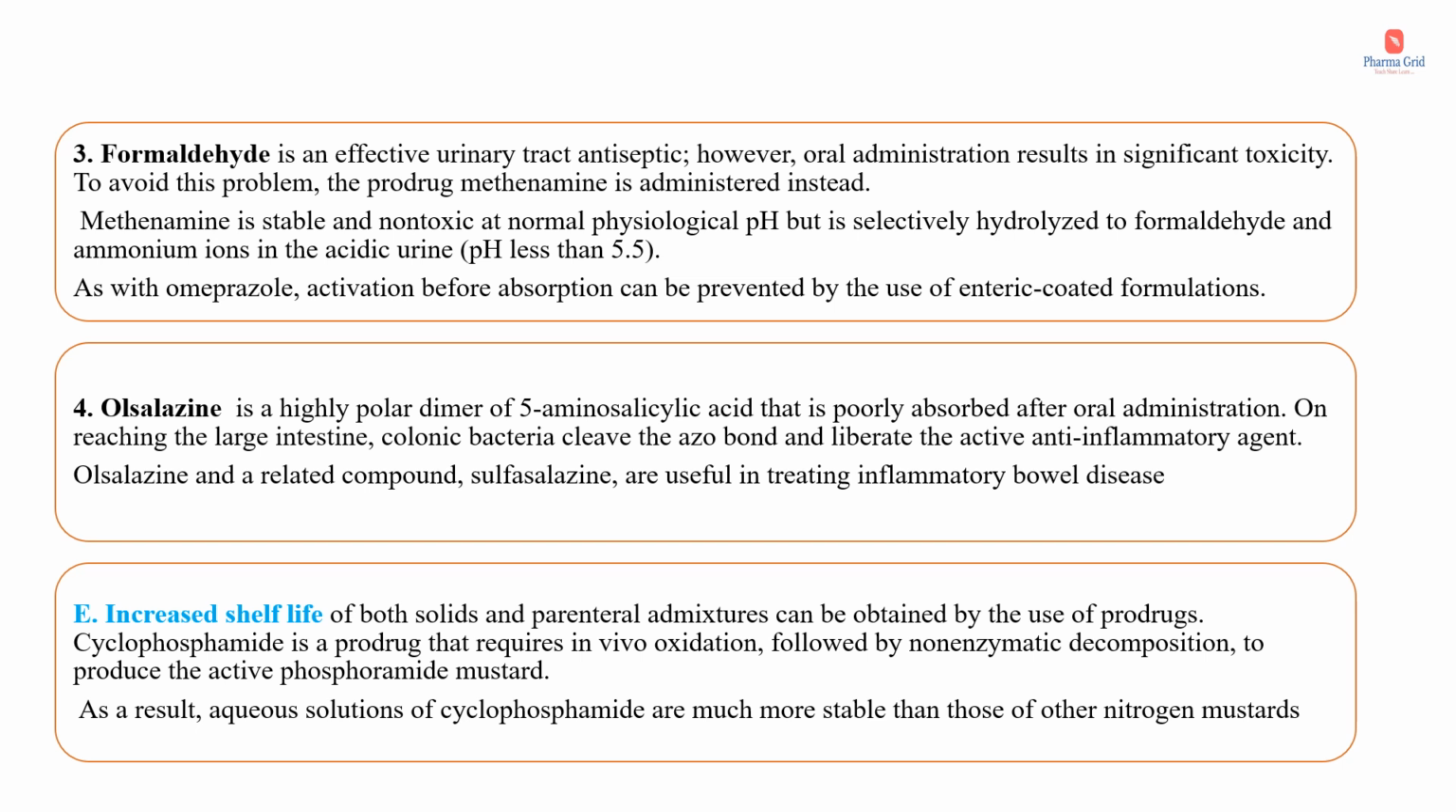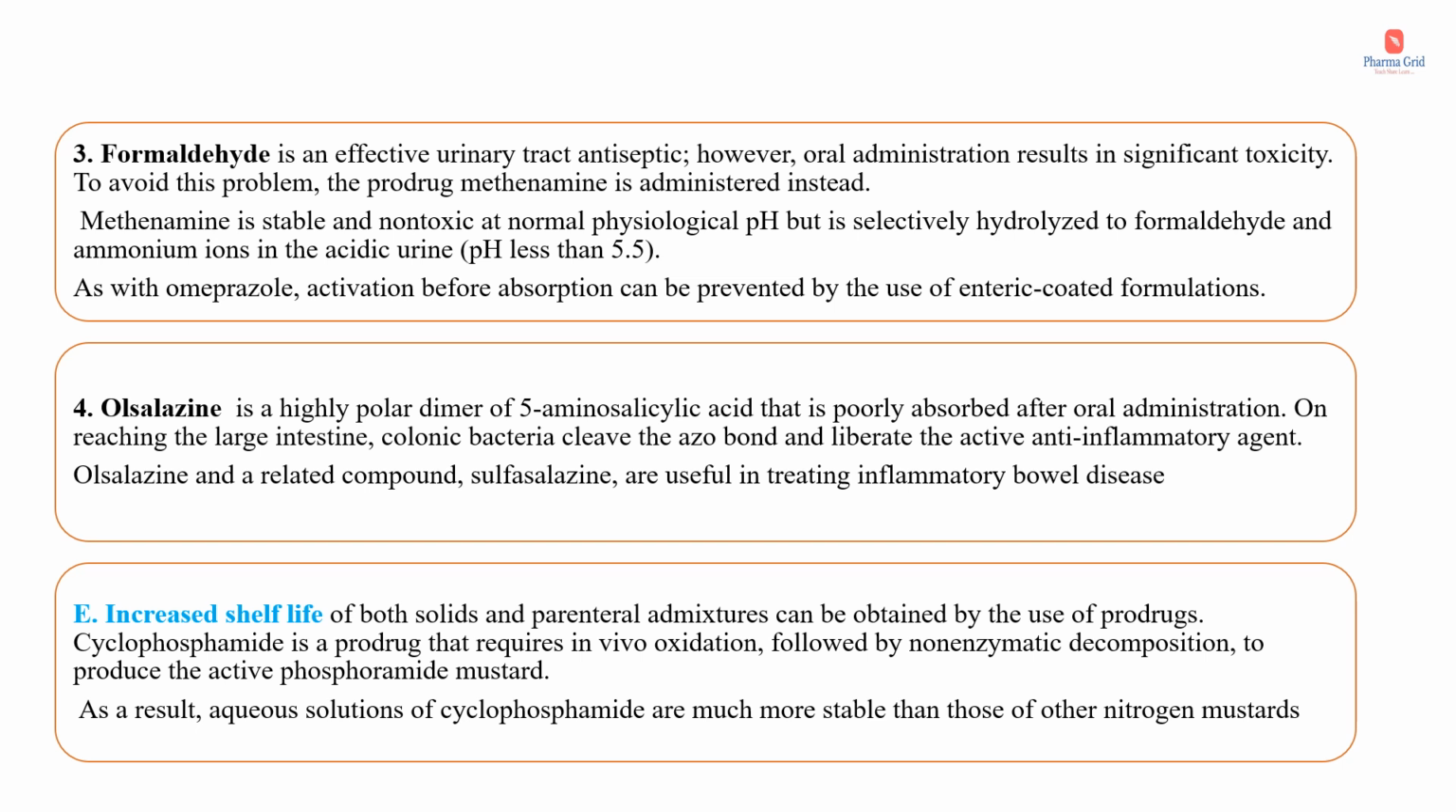Next example is olsalazine. This olsalazine is a highly polar dimer of 5-amino salicylic acid that is poorly absorbed after oral administration. On reaching the large intestine, colonic bacteria cleave the azo bond and liberate the active anti-inflammatory agent. Olsalazine and a related compound, that is sulfasalazine, are useful in treating inflammatory bowel disease.